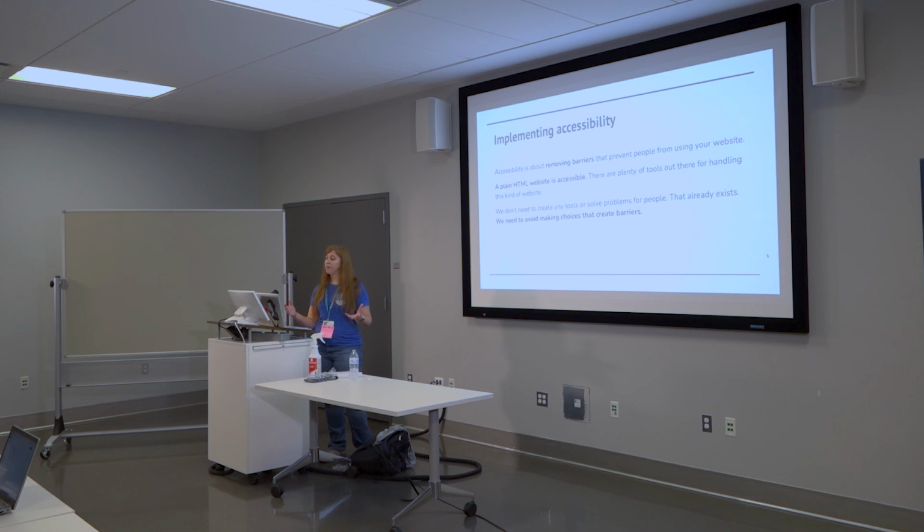So how do we implement it? Accessibility is about removing the barriers. Instead of intentionally making our buttons super small, we make them bigger. A basic plain HTML website with no CSS is accessible. The browser has done the work to make it accessible. There are lots and lots of tools out there to assist people with reading that basic HTML website. So we don't need to make the tools. We don't actually have to solve the problems. We just have to make sure that we aren't creating the problems, that we aren't adding barriers.